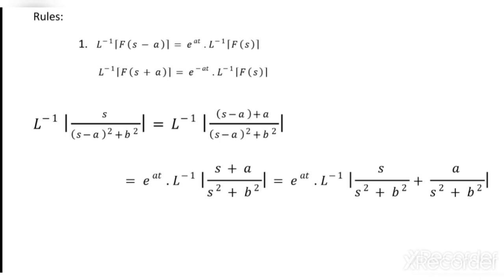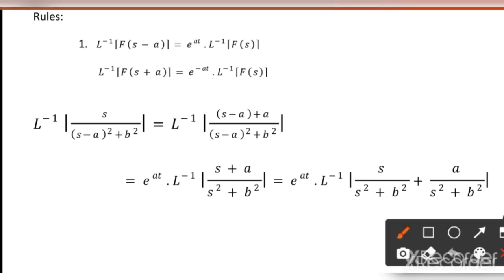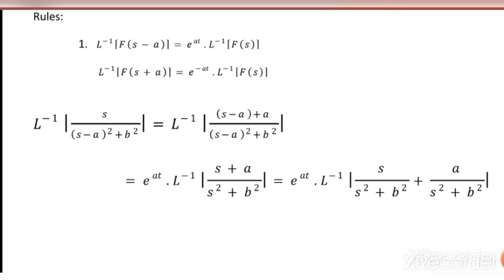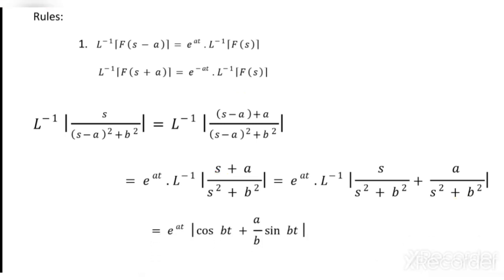If I take e power at out, wherever we had s minus a, just write this as s. So s plus a by s square plus b square. Now we have two terms: one is L inverse of s by s square plus b square, another is a by s square plus b square. a is a constant, we can take it out, and 1 over s square plus b square leads to sine. So the first term is cos bt, the second term is 1 over b sine bt, but a is already outside, so a by b sine bt, correct?